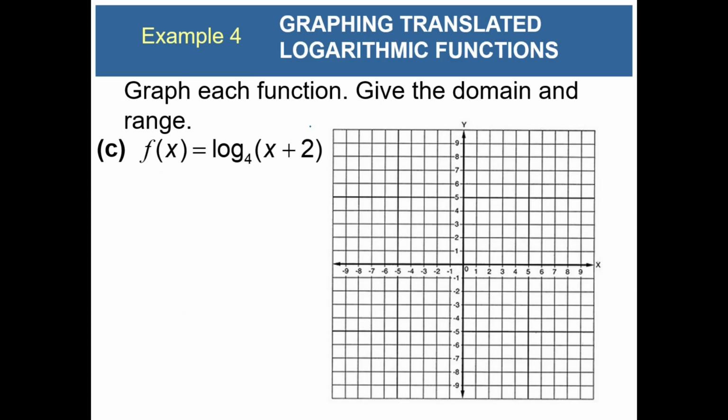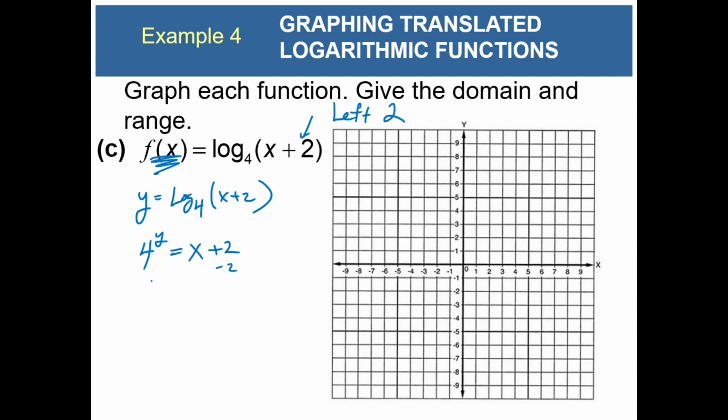First thing we want to note is there's a 2 on the inside of the argument, and that's going to shift my graph to the left 2 units, so expect it to shift to the left 2 units. We're going to replace f of x with y, so y equals log base 4 of x plus 2. The base is 4 and the exponent is y. So we have 4 to the y equals x plus 2.